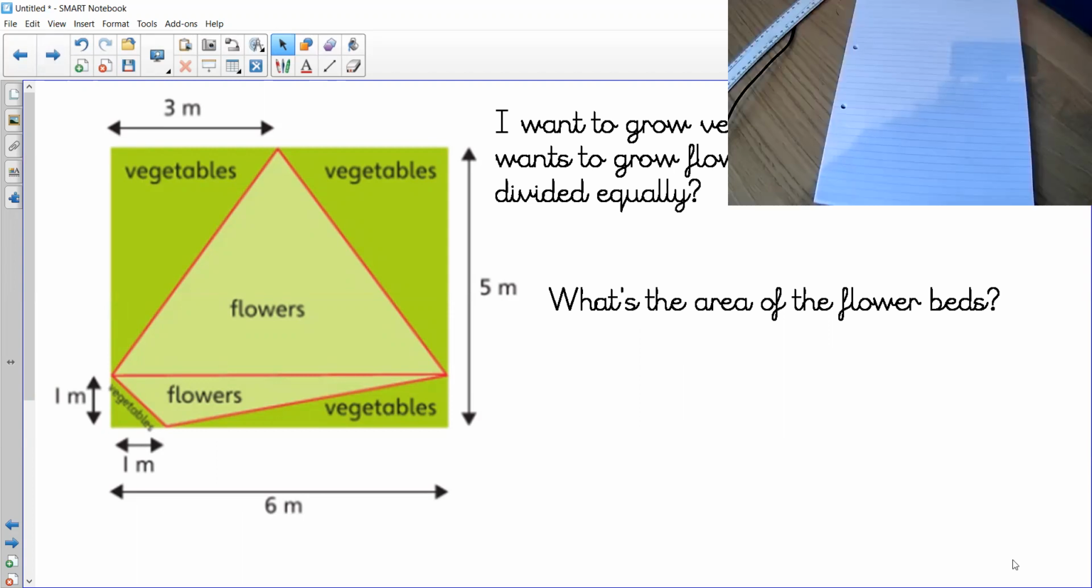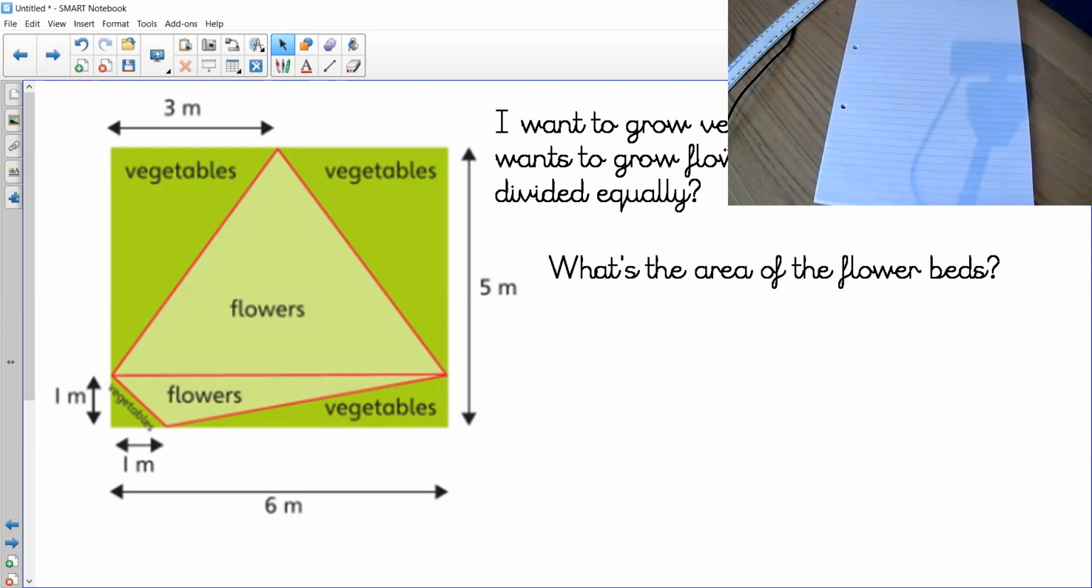I want to grow vegetables, and Mrs. O'Riordan wants to grow flowers. So here's a school garden. Has the garden been divided equally? Or if not, who do you think has got more room to grow?